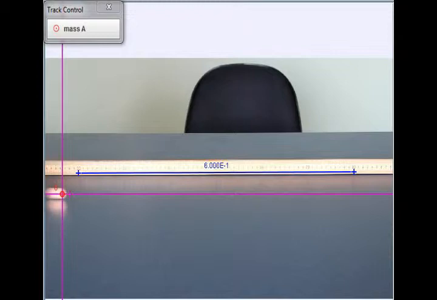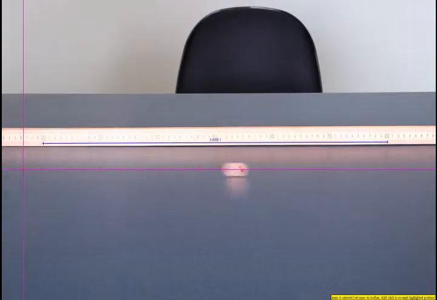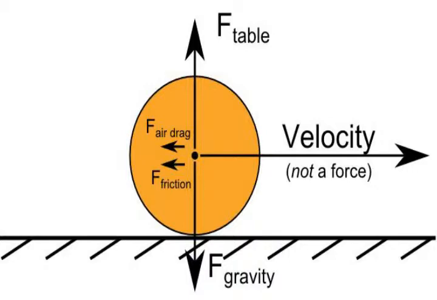It's a nice, simple, one-dimensional motion. So let's take a look at the actual motion itself, and I'm going to run the video twice. It's only about a second. It goes by pretty quick. So there's the penny moving. What are the forces involved?